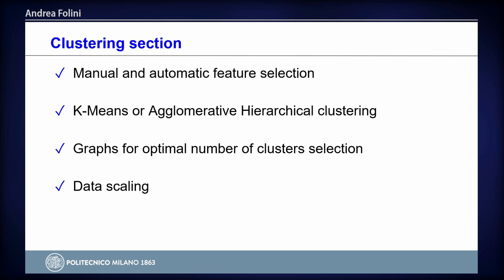Then we can plot the graphs that we saw before. The dendrogram is only available for hierarchical, while the WSS and BSS trends are available for both algorithms. Finally, in this section, we have the possibility to scale our data with normalization or standardization. And this task is important when we have a dataset with features that have different units or different scales, since those could lead to an overweight or an underweight of some features.